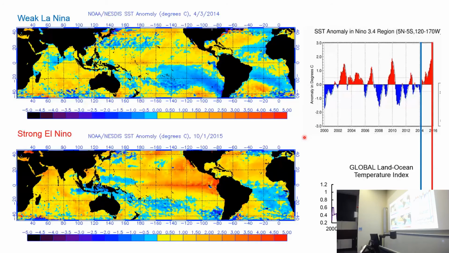Oh, look at me. So if you look at the whole world now, and look at the anomaly in ocean temperature, when we have a La Nina year, we have some regions which are warmer than average, some regions that are colder than average.